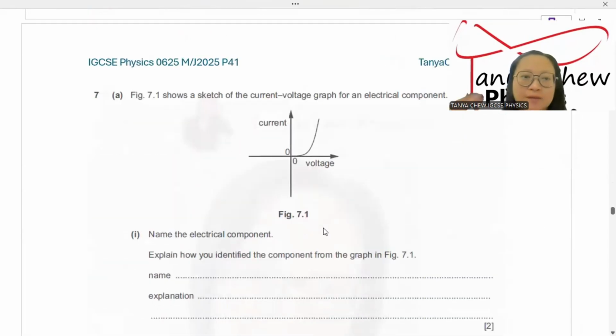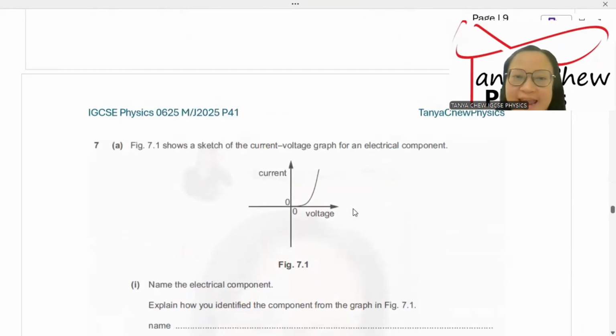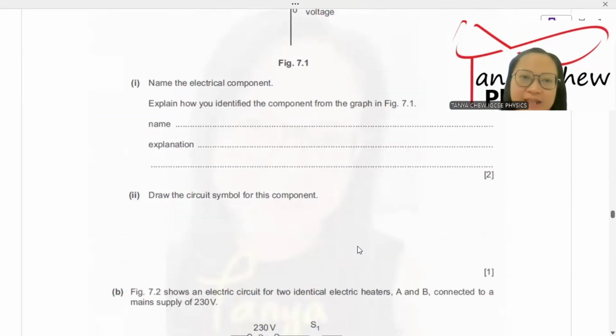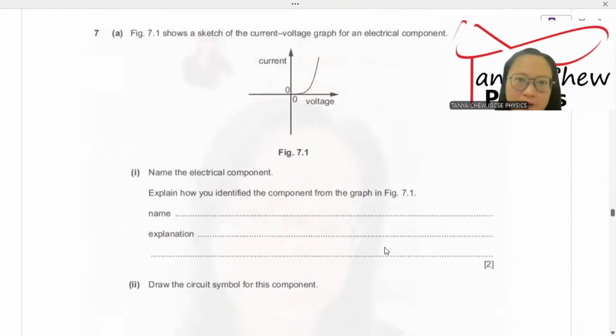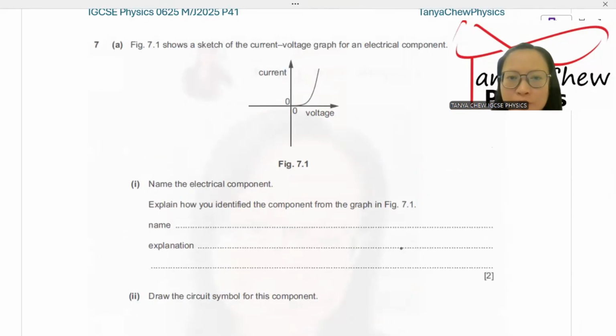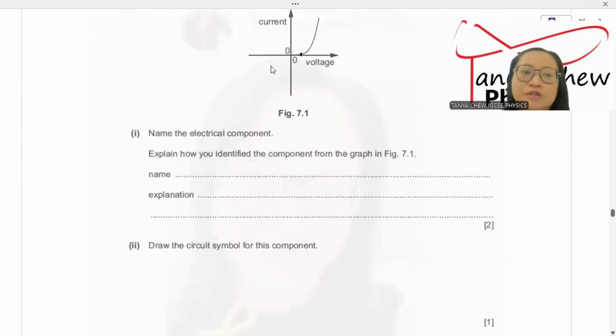Now, the next one, number 7. Fig 7.1 shows a sketch of current voltage graph for an electrical component. First part, name the electrical component and explain how you identify the component from the graph in Fig 7.1. It seems like the component is not conducting. There's no current flow when there's no voltage, and when the current and the voltage are both negative values, there is no conduction until a certain voltage is reached. You can see here, until a certain voltage is reached, then only conduction will occur, then only current will flow. So that component is called diode.